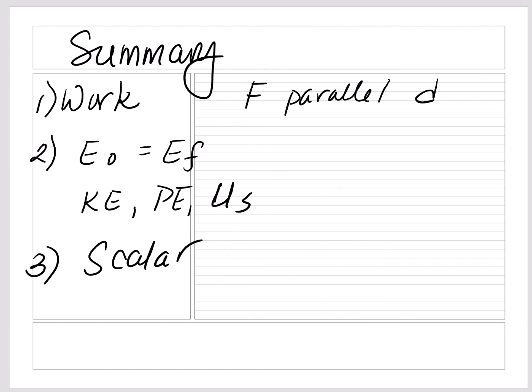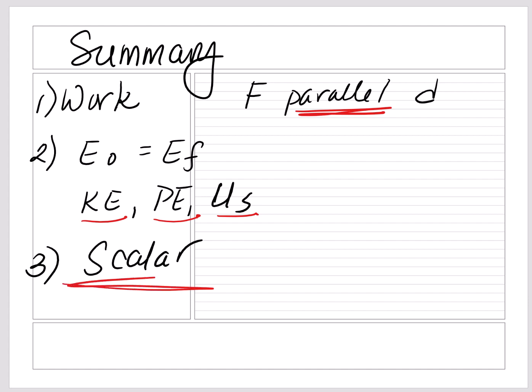So, quick summary. When we use work, the formula work is equal to F times D. Force and displacement must be parallel to each other. If they are not parallel, use cosine or sine to make it parallel. When we have conservation of energy, the only types of energy that we will have are kinetic, potential, and spring. If something is moving, it's going to have kinetic energy. If something has height, it's going to have potential energy. If there is a spring, you're going to have spring energy.